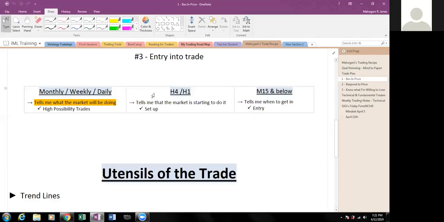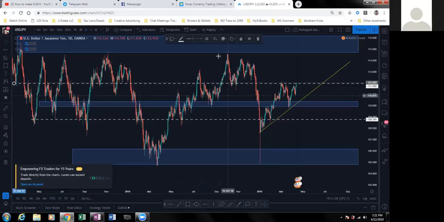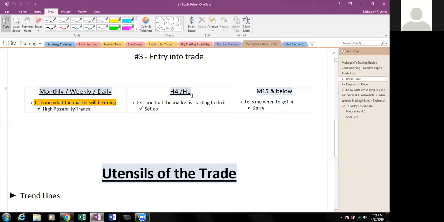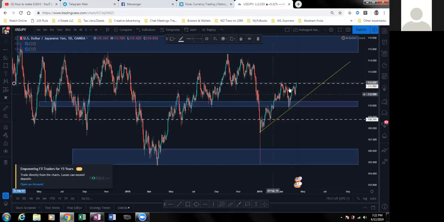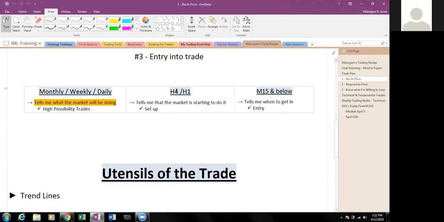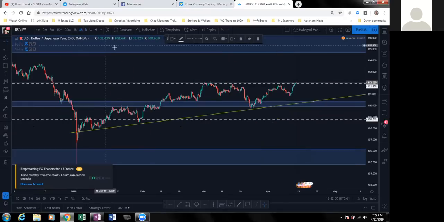You go to the mid time frames, H4 and H1. This will tell me what the market is starting to do. Right now, I have seen what the market is telling me it's going to do. Now I'm going to go to the H4 and H1. It's going to tell me what the market is starting to do. Okay? I just marked up what the market will be doing. I'm seeing that it's possible that it'll go down. H4 is my next time frame. This is now going to tell me what the market is starting to do. I'm creating my setup. Okay? So I'm going to go to the 4-hour.